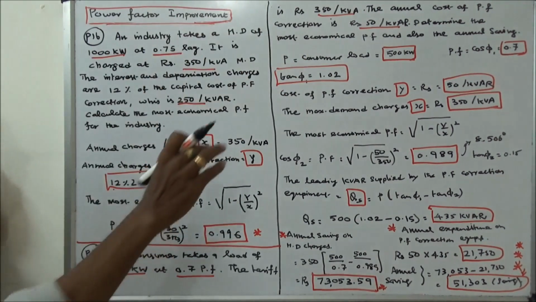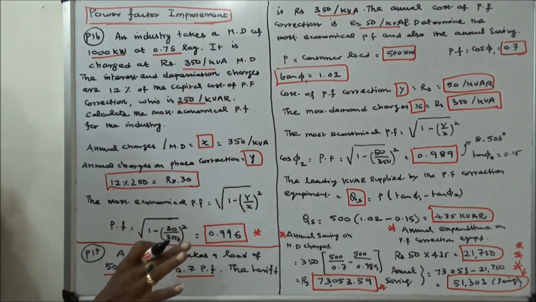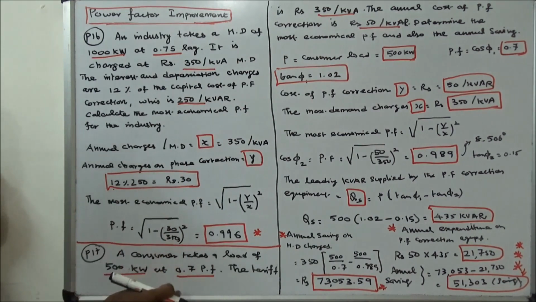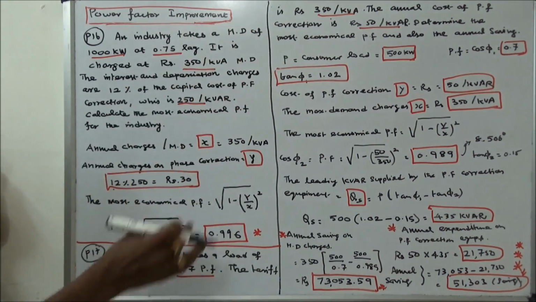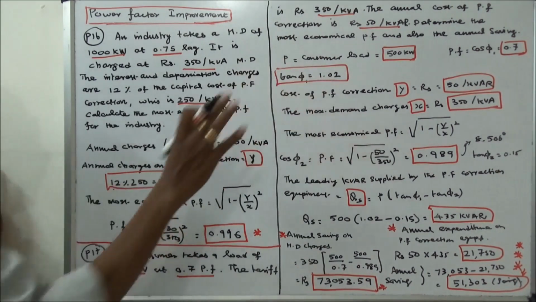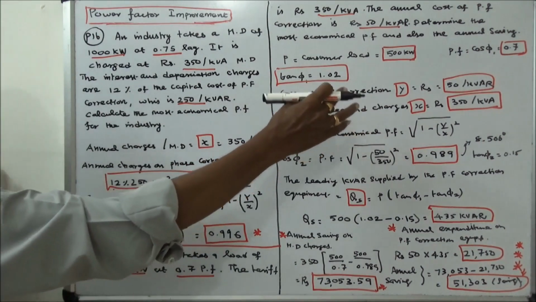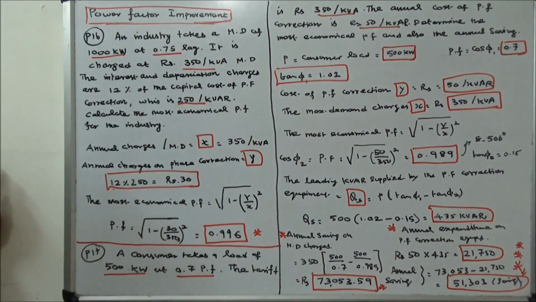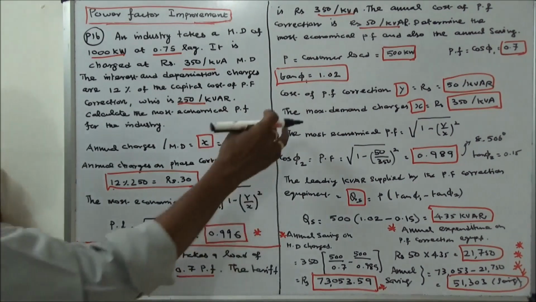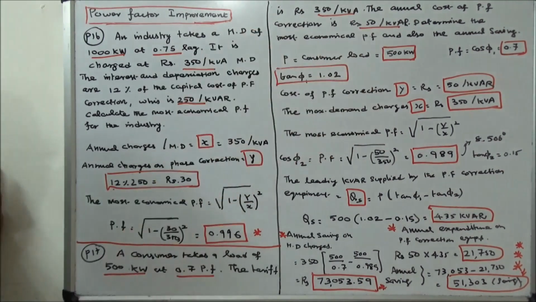Okay. Here P is given. P is the consumer load, that is 500 kilowatts. What is the power factor? Power factor is 0.7. Cos phi 1 is equal to 0.7. Tan phi 1 is equal to 1.02. Cost of power factor correction Y is equal to rupees 50 per kilovolt ampere reactive. The maximum demand charges X is equal to rupees 350 per kVA.